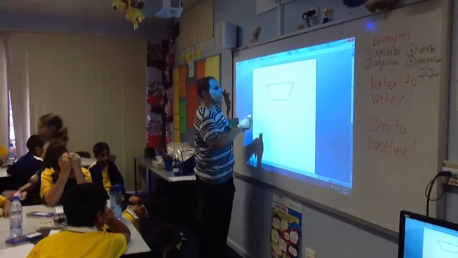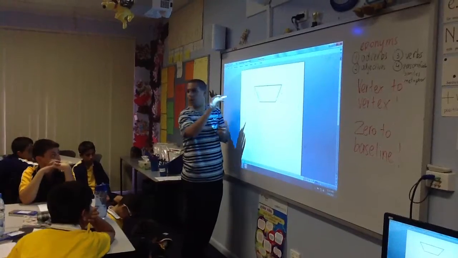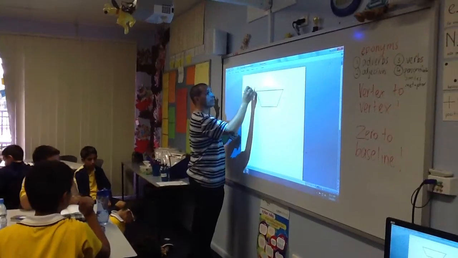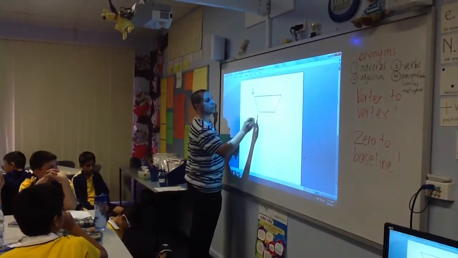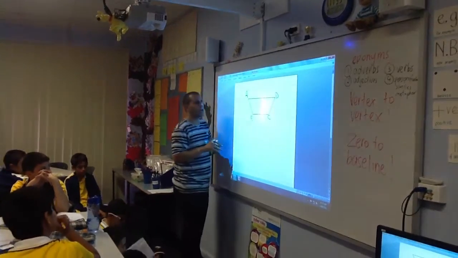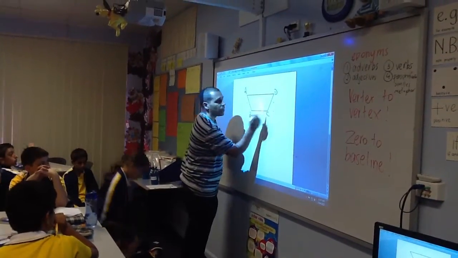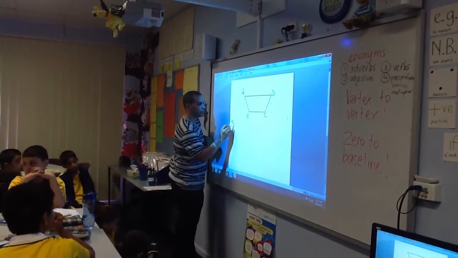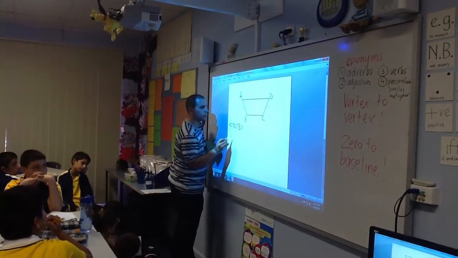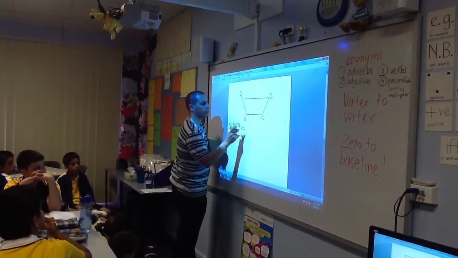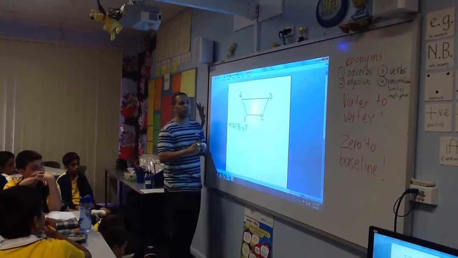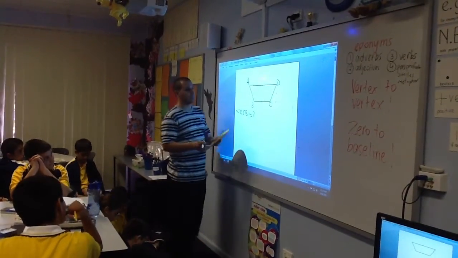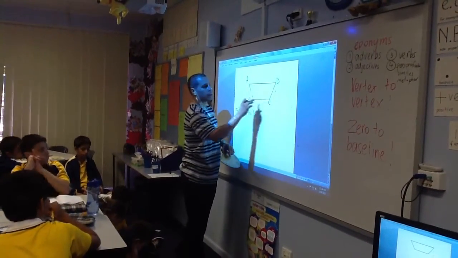Okay, I'm choosing first what we need to know, what we need to do about this shape. Let's label it, okay? I need to calculate the angle DCB. Okay? DCB. So I need to use my protractor to calculate DCB.